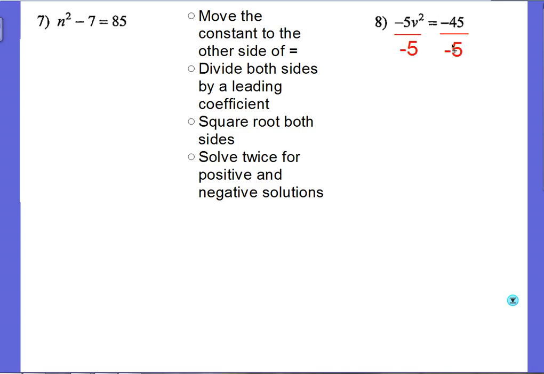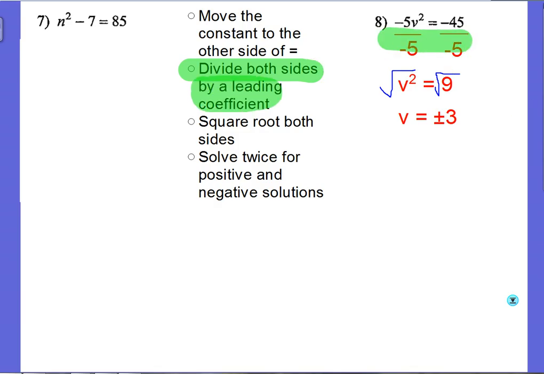Divide both sides by -5. Okay, so I get v squared equals 9. Okay, square root both sides. And I get v equals plus or minus 3. So the steps that we had to do were divide both sides by a leading coefficient, so we did that, and take the square root of both sides, so we did that. Those are the only 2 steps we had to do in this one. Okay? Don't have to do them all. Just check to see if you have to do it, and if you don't, move on to the next thing.